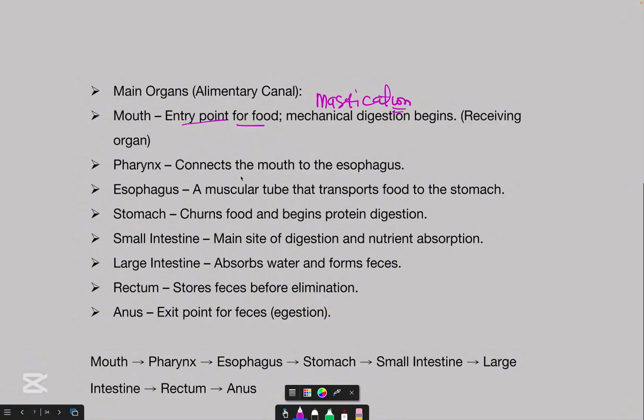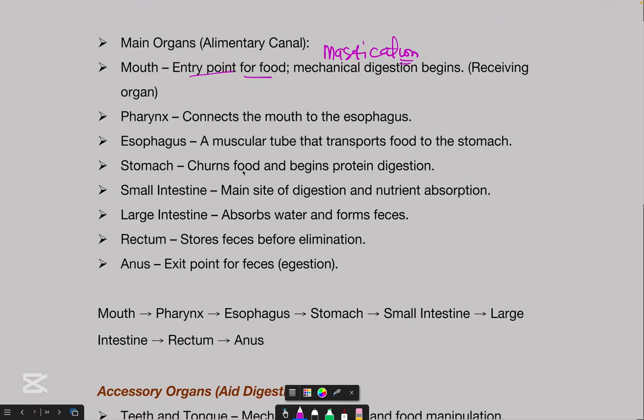Then we have the pharynx that connects the mouth to the esophagus. Then the esophagus is a muscular tube that transports food to the stomach. These things are very easy for you to understand. Then the stomach churns food and begins protein digestion. Carbohydrate digestion begins in the mouth. Please, emphasis on this one. Protein digestion begins in the stomach. Carbohydrate digestion begins in the mouth.